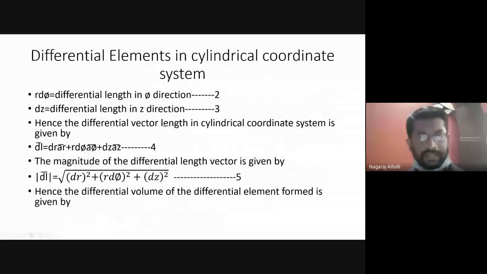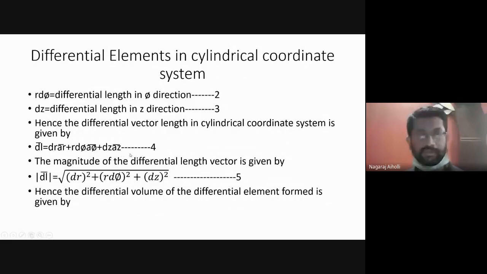Hence, the differential vector length in the cylindrical coordinate system is given by, first we'll write the vector, and the magnitude we are finding next. The differential vector length is dl bar equals dr a_r bar plus r d phi a_phi bar. Note that here you have to be a little careful. You should not simply write it as d phi a_phi bar. It is r d phi a_phi bar, because the differential length is r into d phi, plus dz a_z bar.